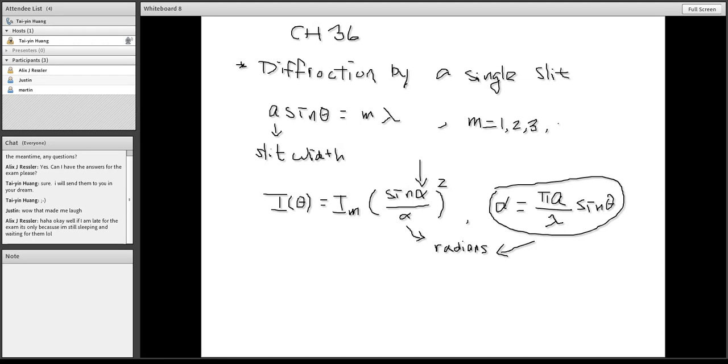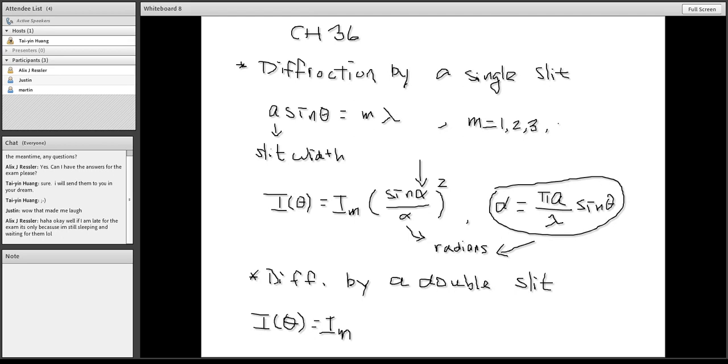Now we also mention diffraction by a double slit. For diffraction by a double slit, the intensity of the bright fringes takes this form: intensity as a function of angle is equal to the intensity at central maximum, times cosine squared beta, times the factor from the single slit, sine alpha over alpha, squared.